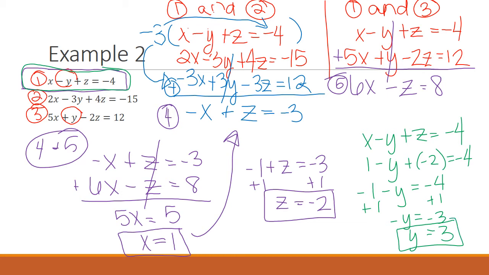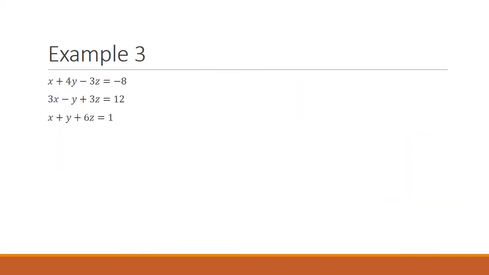So my solution in xyz form is x is 1, y is positive 3, and z is negative 2. So 1, 3, negative 2 is my solution set. All right, that's example 2. Let's move on to the next one.